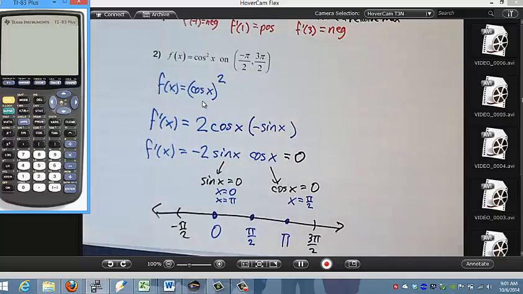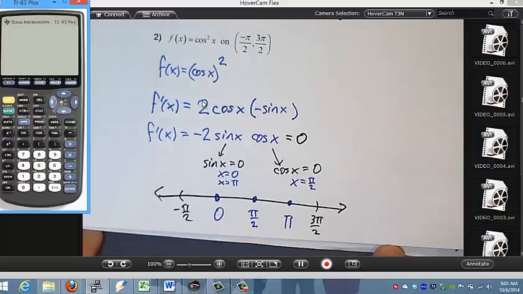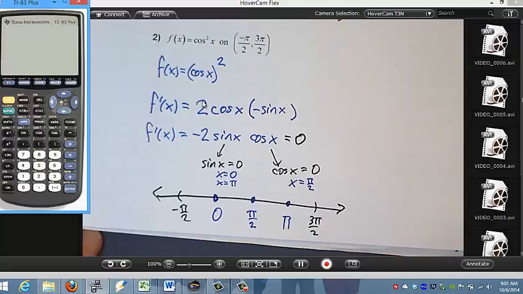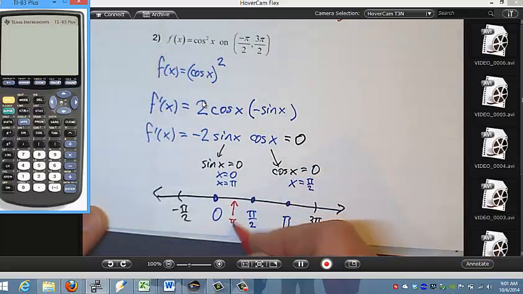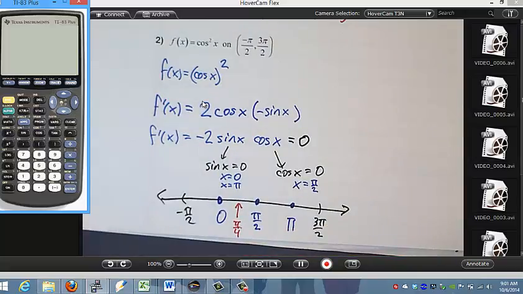I guess I'm wondering, where do we have relative maximums or relative minimums? So did you guys try any particular test values? I think if I were doing it, I'd pick this one first. And I would plug in pi over 4, because pi over 4 is very special.